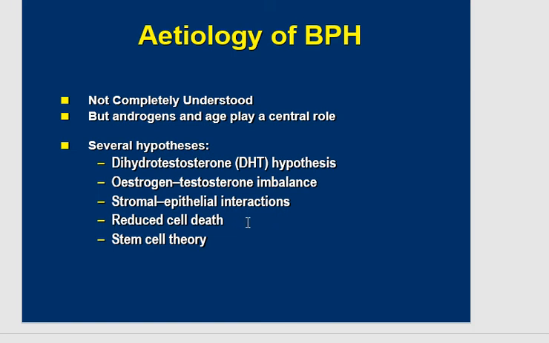Reduced cell death. This phenomenon is called apoptosis: with age, cells normally die out and new cells are produced. But in BPH, the degree of apoptosis decreases. So the cell formation is more, but the cell death is low, so it leads to the development of BPH. And then there is a stem cell theory, that the stem cells normally present in the body start forming the epithelium of the prostate.